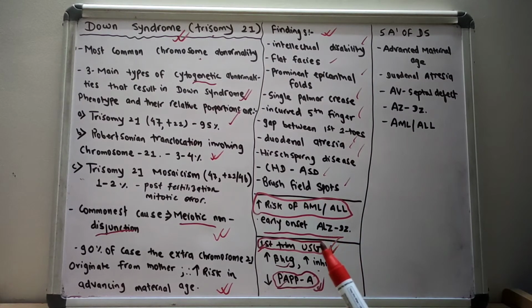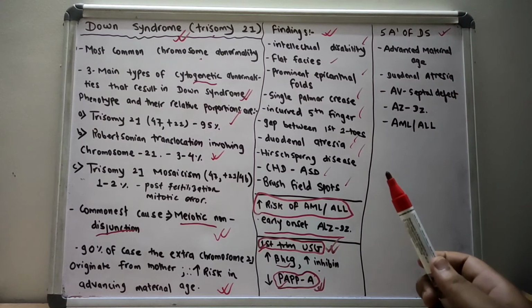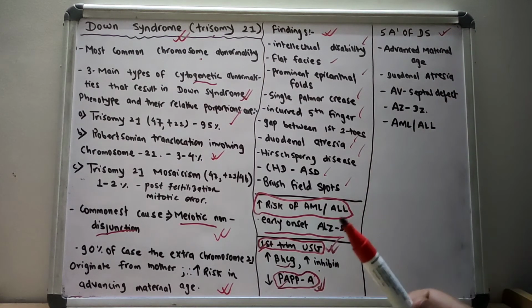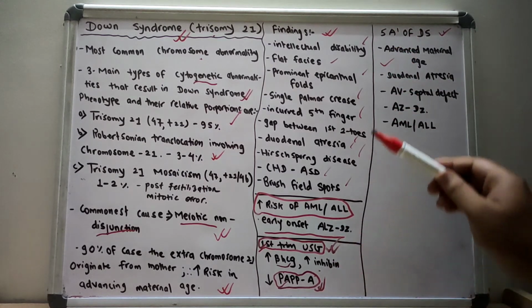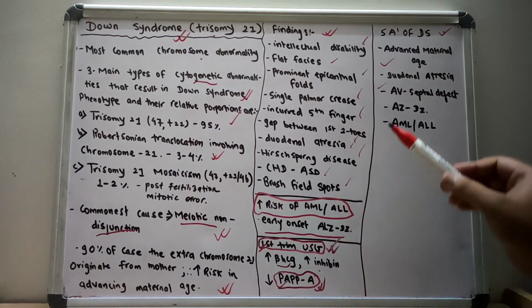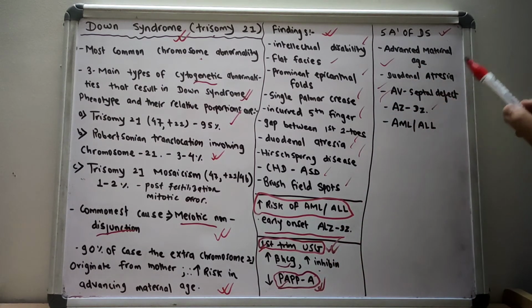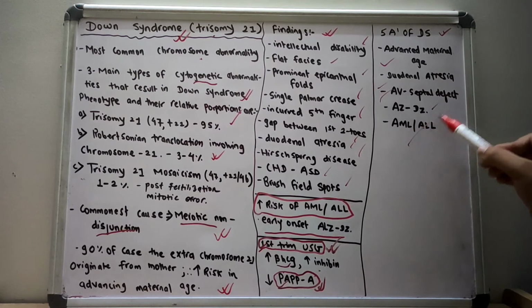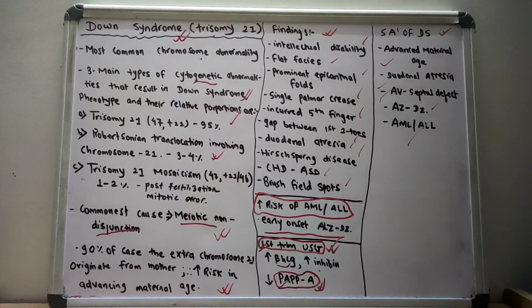At the last, I want you to know the 5 A's of Down syndrome that are always associated with it. That is advanced maternal age, duodenal atresia, atrioventricular septal defect, early onset Alzheimer's disease, and increased risk of AML and ALL.